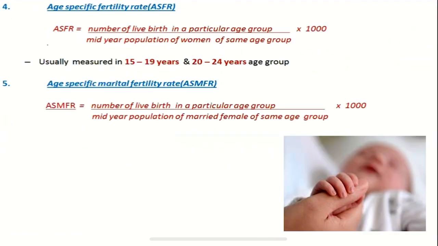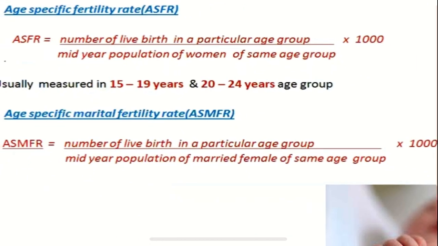Now we're moving on to the age-specific fertility rate. What is the age-specific fertility rate? The number of live births in a particular age group. Very important, in age-specific you are selecting a particular age group. It could be any specified age group. It throws light on the fertility pattern of certain age groups.